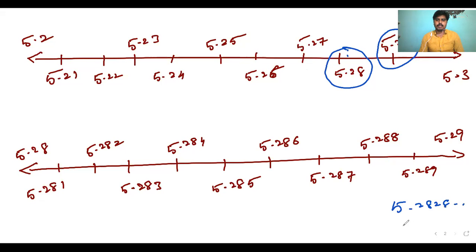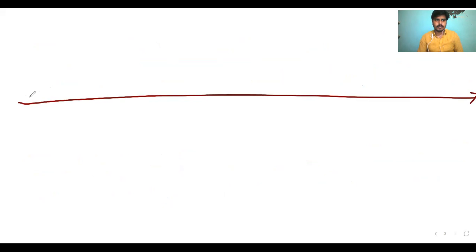Now 5.2828 and so on, means 5.28 bar. Where does it lie? Where is 5.282? Here it is, right? And it lies between these two numbers, 5.282 and 5.283. So next, take one more number line. This is 5.282 and 5.283.